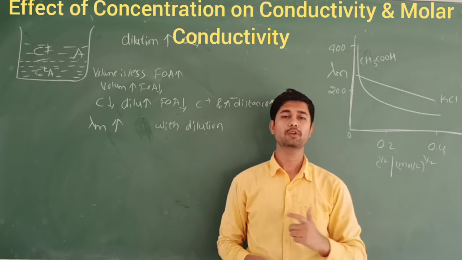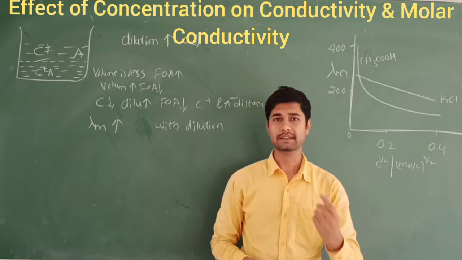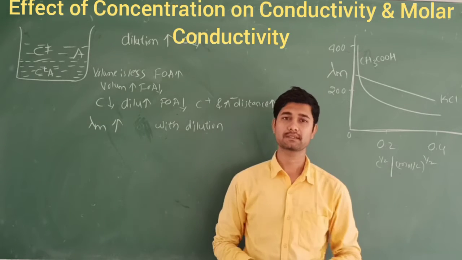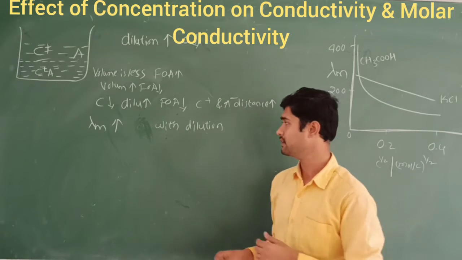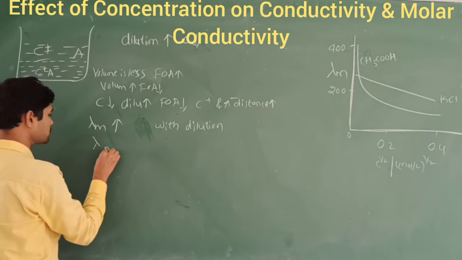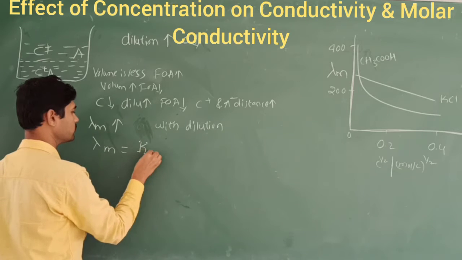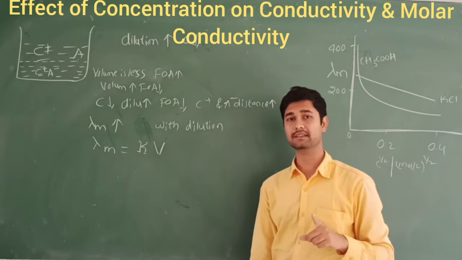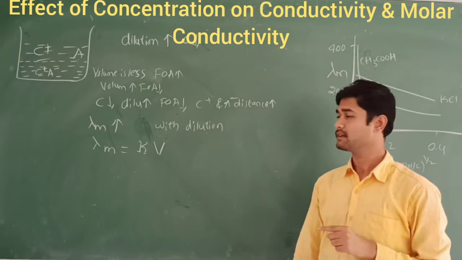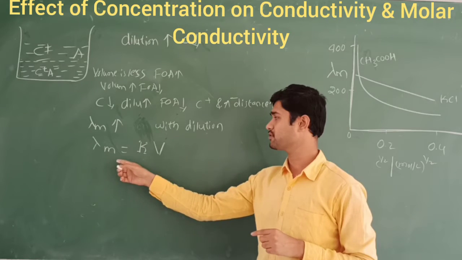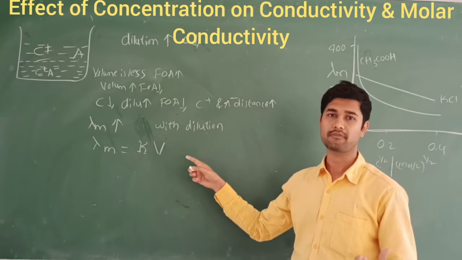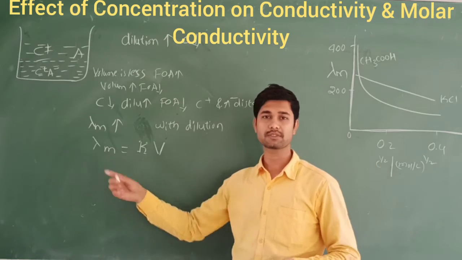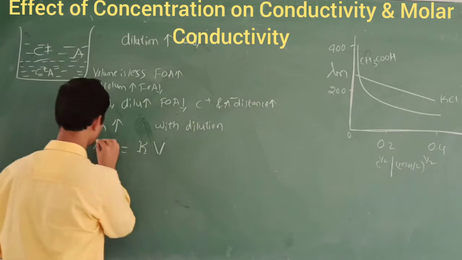If V is the volume of the electrolytic solution containing 1 gram of the electrolyte, then we write the molar conductivity as lambda m equal to K into V, because V is the volume of the electrolytic solution containing 1 gram of the electrolyte. V means the volume of the electrolytic solution, K means the conductivity of the solution, and lambda m is called the molar conductivity of the solution.